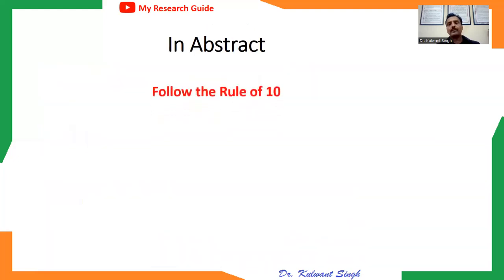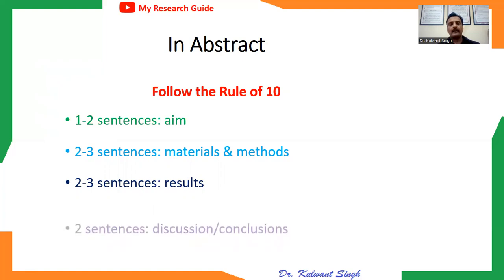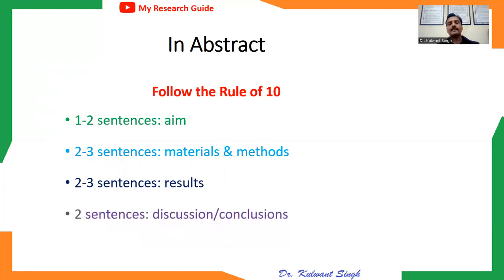So in the abstract, we may follow a rule of 10. It means we can include 1 to 2 sentences about the aim of our study, 2 to 3 sentences about materials, any method we are using in our study, 2 to 3 sentences about the results, outcomes of our study, and then 2 sentences about the discussion and conclusions.